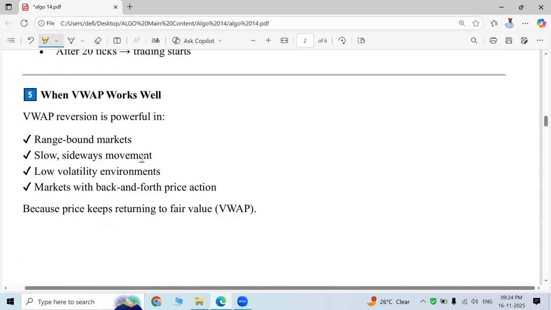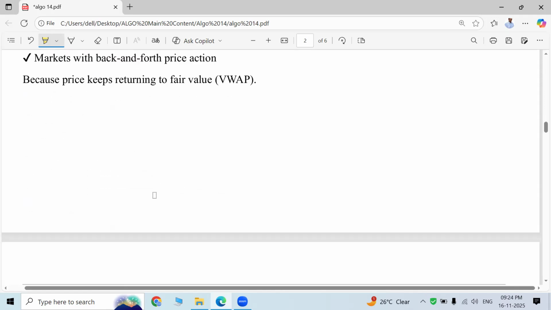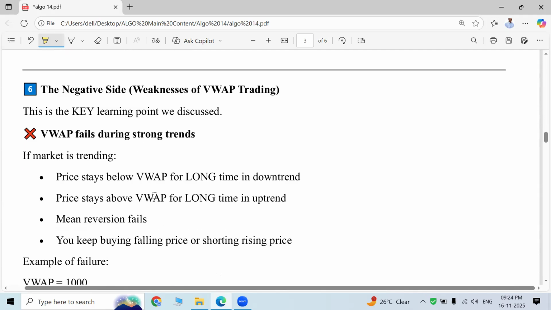Now the logic is very simple. In a range-bound market, it works in a very powerful way. In a sideways market, it works very beautifully. In a low volatility environment, VWAP is the best method. It's the best mean reversion method. But there is a negative side to VWAP also.